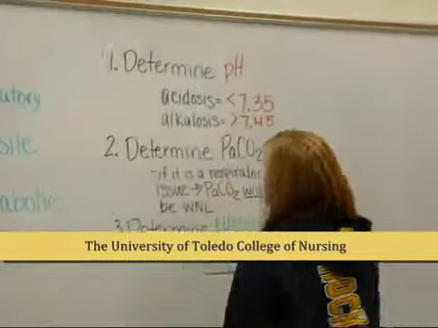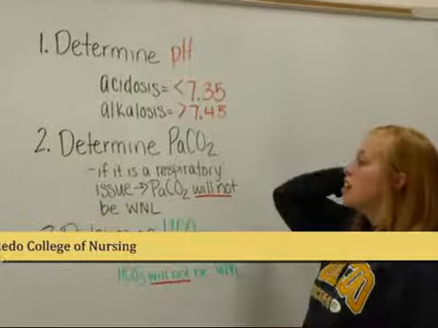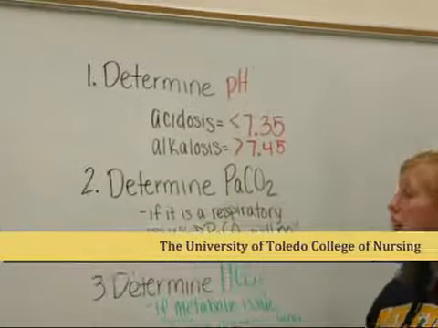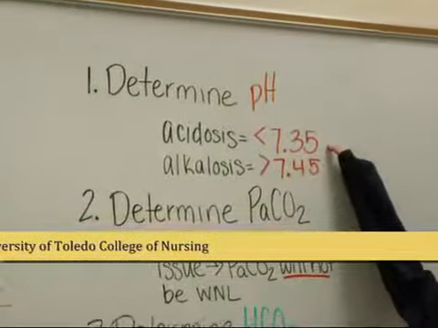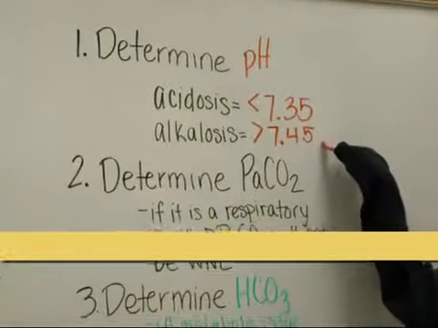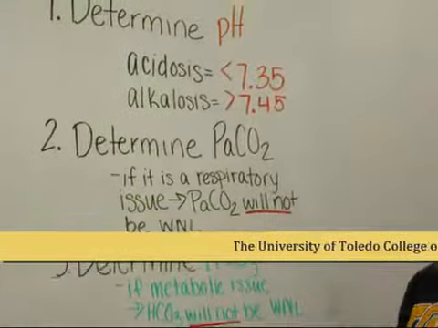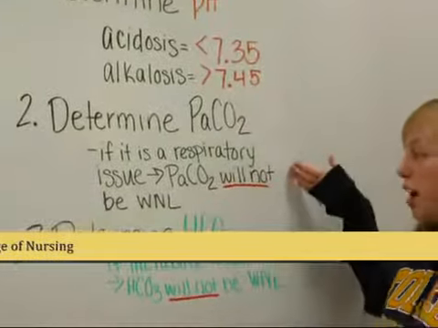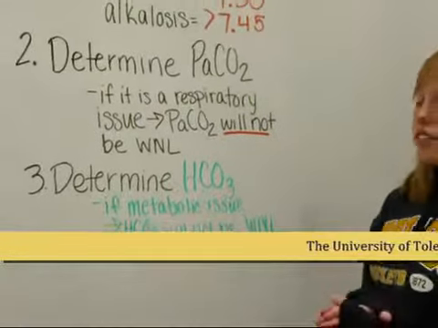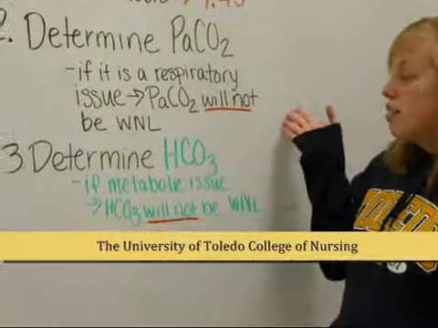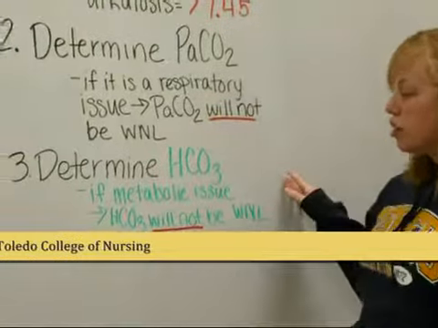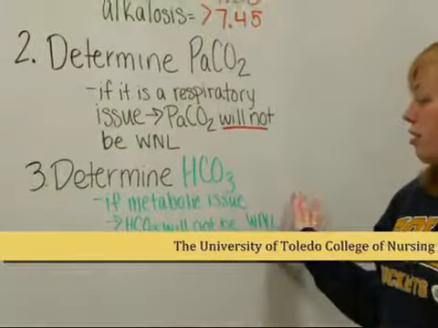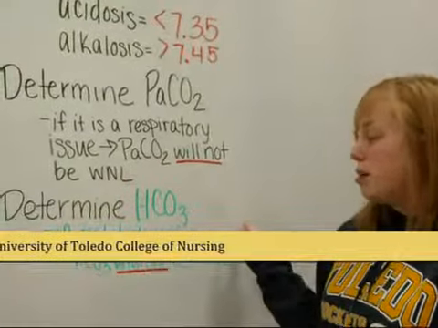The first step in determining ABGs is to look at the pH, because that determines whether or not it's acidotic or alkalotic. If it's less than 7.35, it's acidotic, and if it's greater than 7.45, it's alkalotic. Your next step is to determine your carbon dioxide. You figure out if it's a respiratory issue if the level is out of normal range, greater or less than 35 to 45. Then your third step, if it's not a respiratory issue, is to look at your bicarb. If your bicarb is not within normal limits, that means it's a metabolic issue.